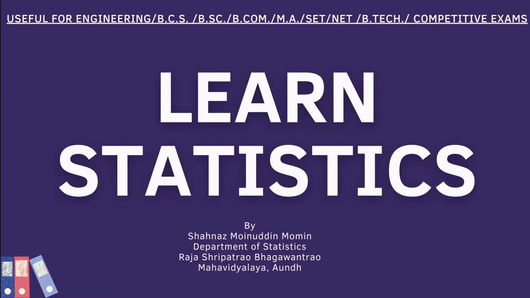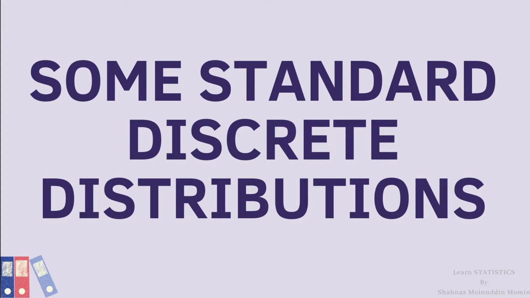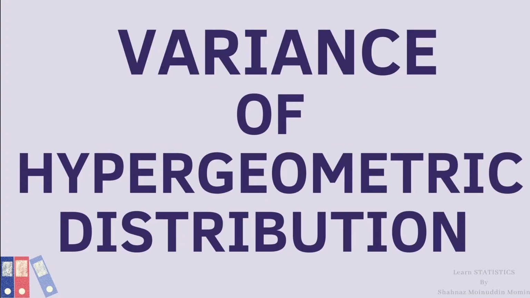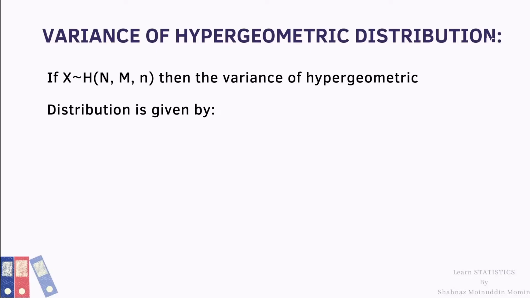In this class, we are going to learn statistical concepts in a simple and easy way. The topic of today's lecture is some standard discrete distributions. In this topic, we are going to discuss the hypergeometric distribution. In the previous lecture, we have already discussed the definition and the mean of the hypergeometric distribution. Now in today's lecture, we will learn the variance of the hypergeometric distribution. So let us start with the variance of the hypergeometric distribution.